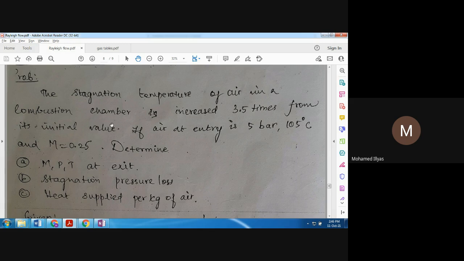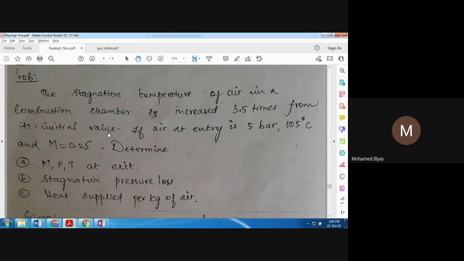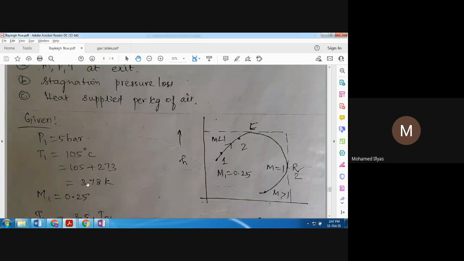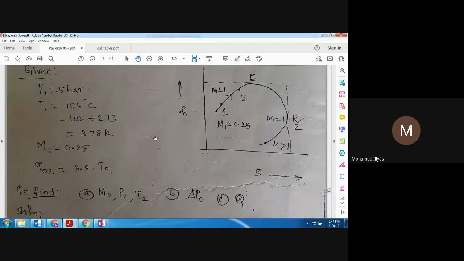The air at the entry is 5 bar and the temperature is 105 degrees Celsius and Mach number is 0.25. You have to calculate the Mach number, pressure and temperature at exit, stagnation pressure loss and heat supplied per kg of air. So taking our given data, P1 and T1 as 5 bar and 105 degrees Celsius, we'll convert to Kelvin, 378 Kelvin, and M1 is 0.25. And the ratio we can get, that is T02 by T01, which is given as T02 equal to 3.5 times the T01 here.